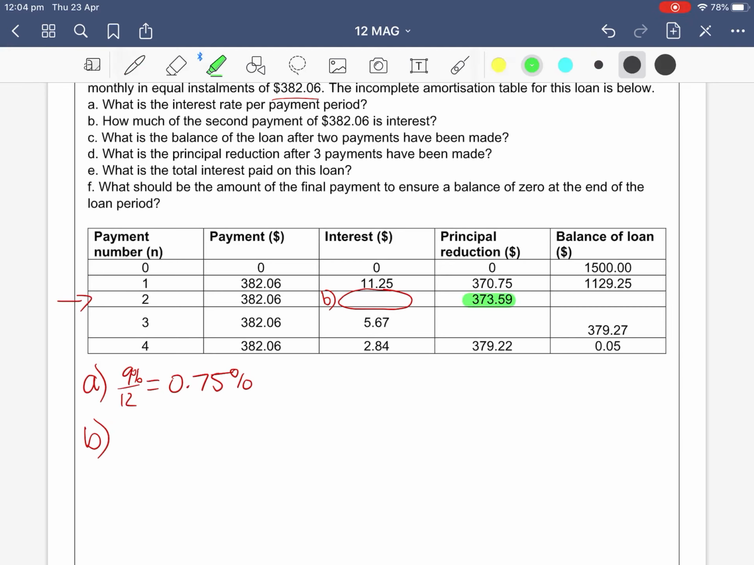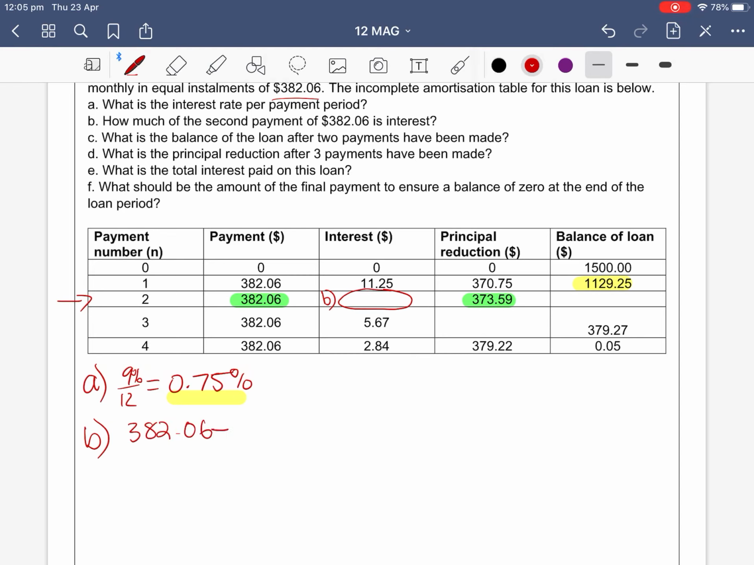The easiest way to work this out is that if you already know the principal reduction and you know the payment, we're simply going to subtract those values. But you don't always know the principal reduction. Sometimes, and in fact in this case, we can think about this amount, $1,129.25. We can just multiply that by 0.75%, the answer that we got in question A, to figure out how much interest is going to compound on that. So I'm going to work out both ways here in B.